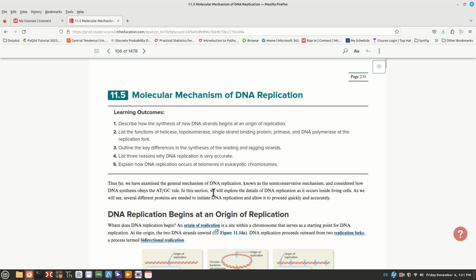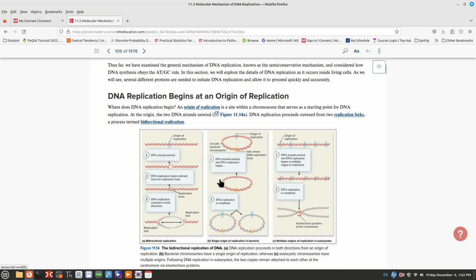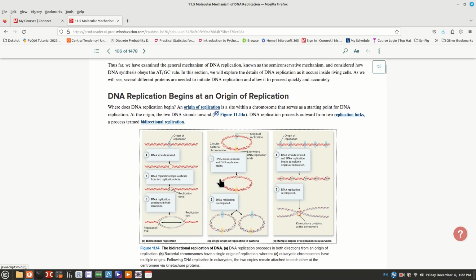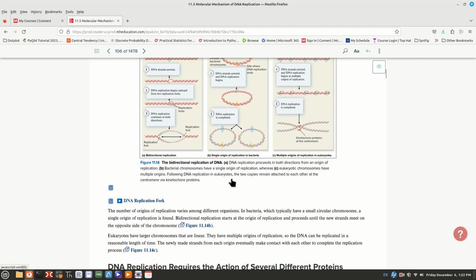We're going to start out here at 11.5 in the book. It says page 235 here. So if you have access either to the electronic book or the physical book, you're looking for section 11.5. The book goes through some of the differences between prokaryotes and eukaryotes. They don't do replication exactly the same. I'm not going to make you learn the differences between the prokaryotes and the eukaryotes. You just need to know how we do it in eukaryotes.